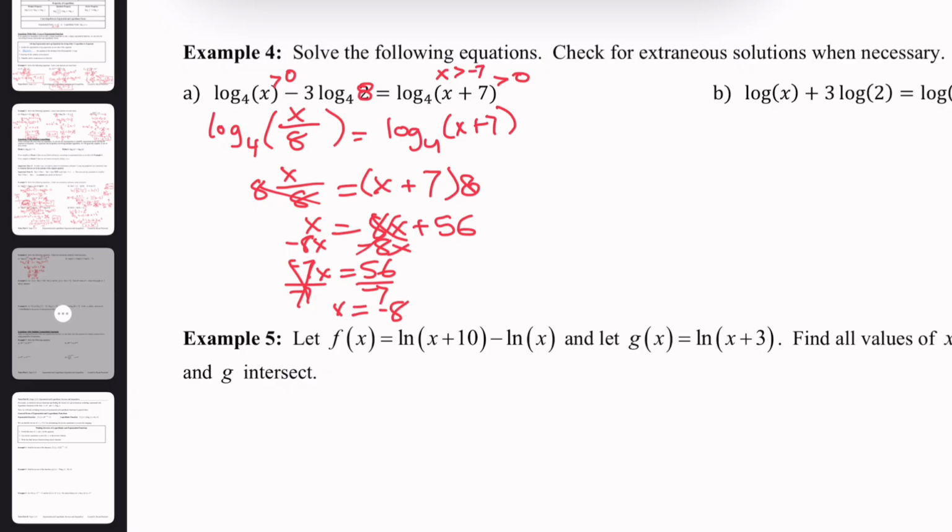So it looks like this one is the more restricted one. 0 is greater than negative 7, so it has fewer values, and therefore it is more restrictive, and so we're going to use that. x needs to be greater than 0, so that means this is not a solution. This is the only answer we got, but it's not working. That means we have no solution. Either way, this doesn't work, since negative 8 is less than negative 7. So our answer is no solution.